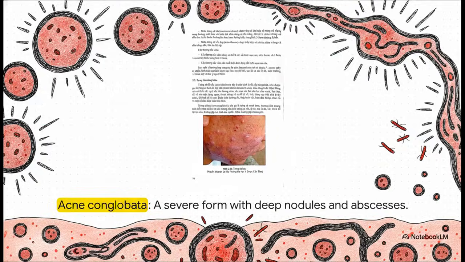But what happens when that immune response goes into absolute overdrive? Well, we get acne conglobata. It's a severe, highly inflammatory form of the disease. When the bacterial proliferation and the immune response are just left completely unchecked, the follicle wall completely ruptures deep down within the skin, and this leads to massive, painful nodules, abscesses, and even interconnected sinus tracts underneath the surface. This is the destructive endpoint of that inflammatory cascade, and it almost guarantees deep, permanent scarring.